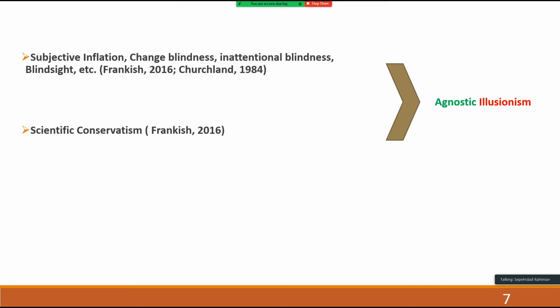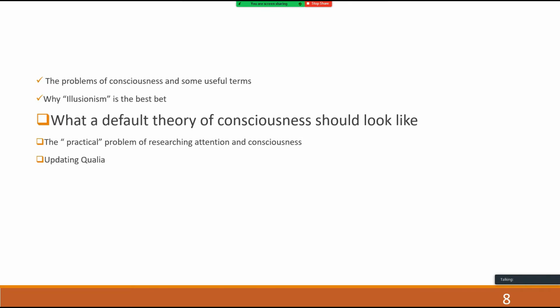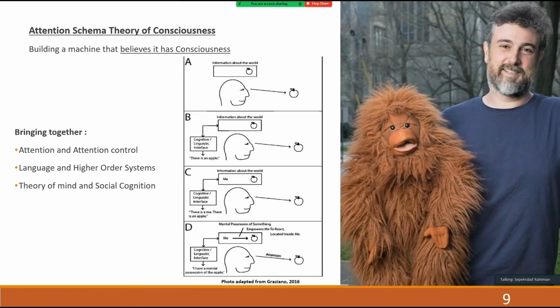And that's why this is what I call agnostic illusionism. So it's not claiming that there is nothing after that. It's just simply agnostic about that part. And so the default theory of consciousness, this is attention schema theory of consciousness.